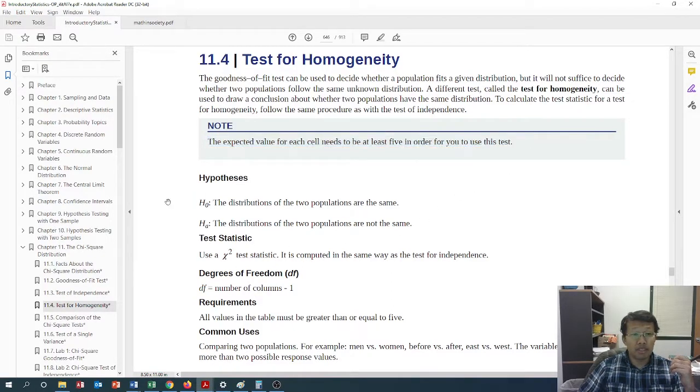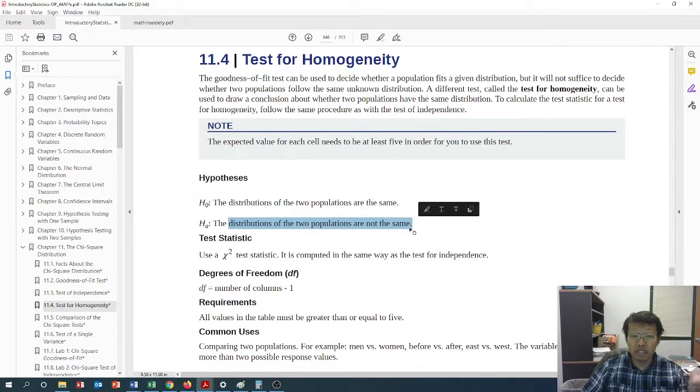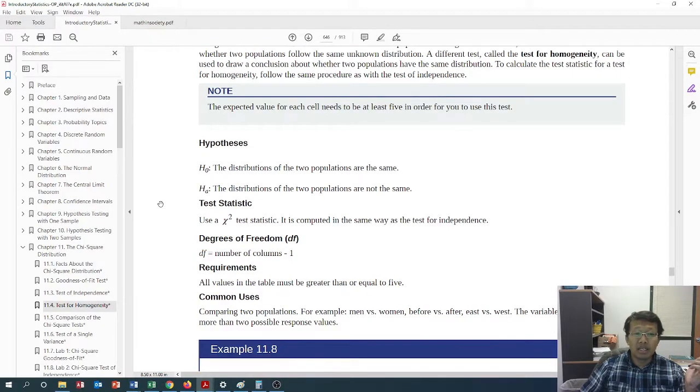use this test. The null hypothesis and alternative hypothesis follow this kind of statement. The distribution of the two populations are the same, that's the null hypothesis, and the distributions of the two populations are not the same, or they are different. So keep this in mind, and we again use the chi-square test. It is computed in the same way as the test for independence. And degrees of freedom, of course, is the number of columns. So slightly different than test for independence.